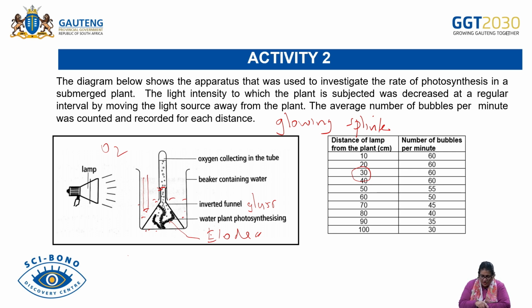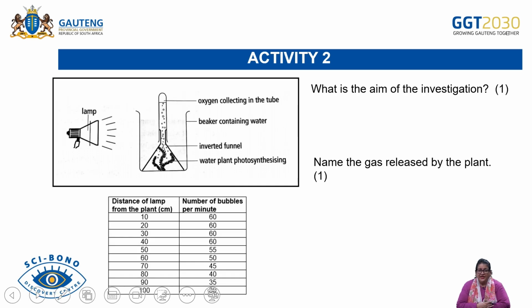All right, so here's your experiment. Now here are some questions. Okay, what is the aim of the investigation? I told you, learners, an aim will always start off with "to determine" whatever, or "to investigate." Okay, so now I'm giving you 1 minute to answer this question. What is the aim of the investigation? Okay, learners, we come back.